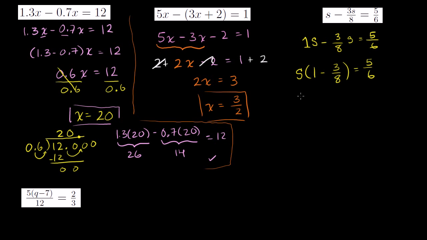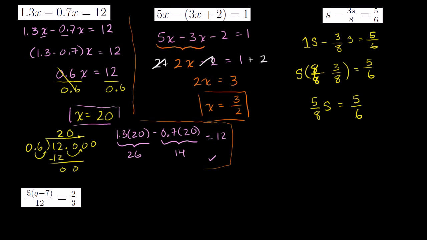And 1 minus 3/8, what is that? 1 I can rewrite as 8 over 8, right? So this is the same thing as 8/8 minus 3/8 is 5/8. 5/8 times s. You can switch the order of multiplication. 5/8 times s is equal to 5/6. And you might be able to go straight from that. If I have 1 of something minus 3/8 of that something, I have 8/8 of that something minus 3/8 of that something, I'm going to have 5/8 of that something.